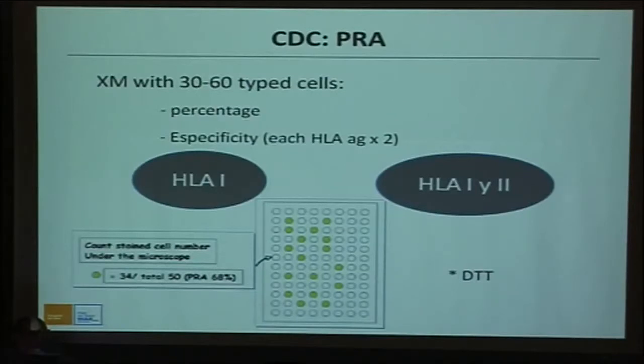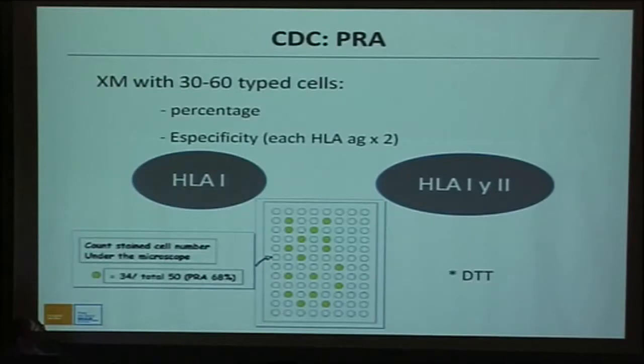You don't care about these donors in terms of their reactions. You do, for instance, 50 simultaneous CDC cross-matches, and you see the positivities. If a recipient has 34 positives among 50, he or she has a 68% PRA. This is the only basis of this.